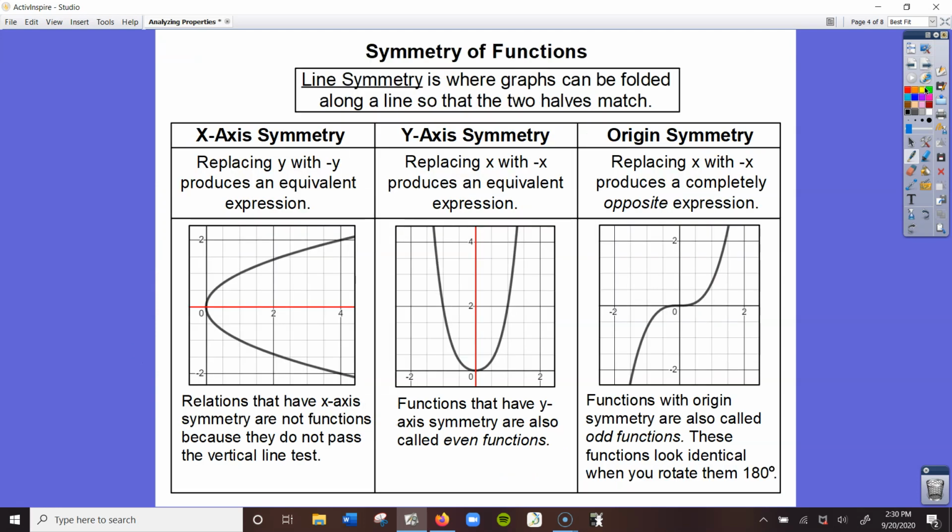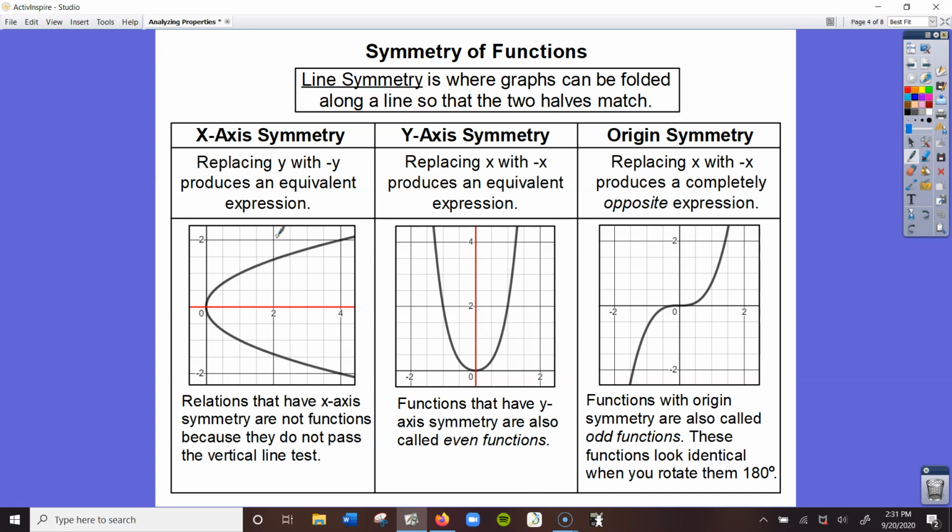Moving on to our next property, we're going to examine the symmetry of functions. Now there are 3 types of symmetry that we'll be checking out. There's x-axis symmetry, y-axis symmetry, and origin symmetry. Now, if you see a graph that has x-axis symmetry, that means that if you were to draw a line along the x-axis, it would cut your graph in half. You'd have that top half and the bottom half. And if you were to fold it over that line, they would land on top of each other.